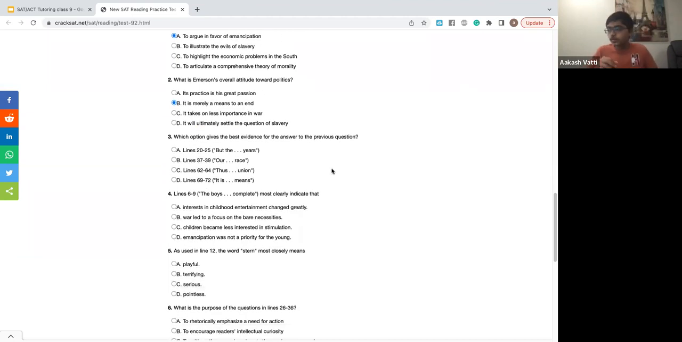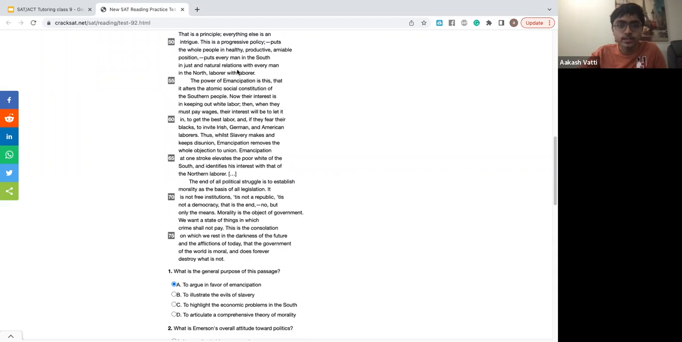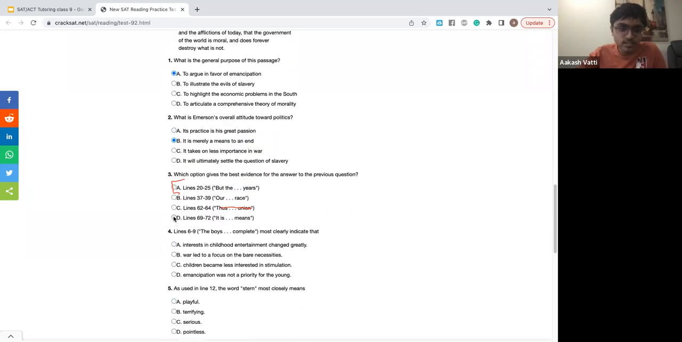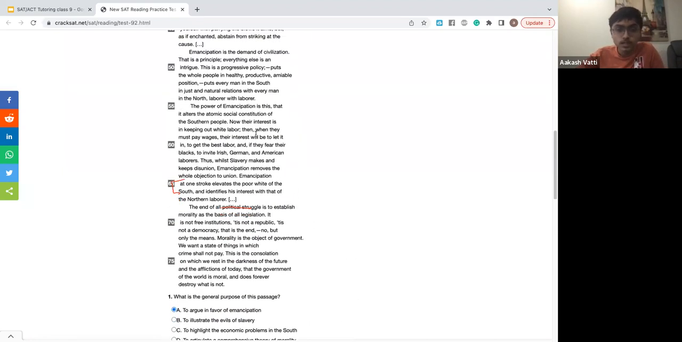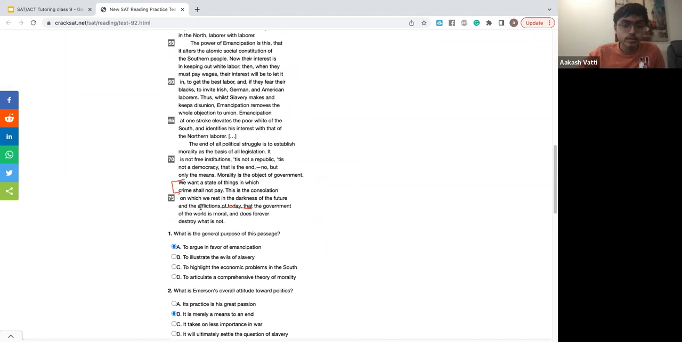All right, question 3. Which option gives the best evidence to the answer to the previous question? We'll start with 20 to 25. Again, I can immediately tell since I already drew the evidence from it, it's right here. And I guess in a real test, I would just go search whichever one of the answer choices gets that, which in this case is D, because that is where I drew my evidence that it is merely a means to an end. However, we'll just go through each of the answer choices. Answer choices, 20 to 25.